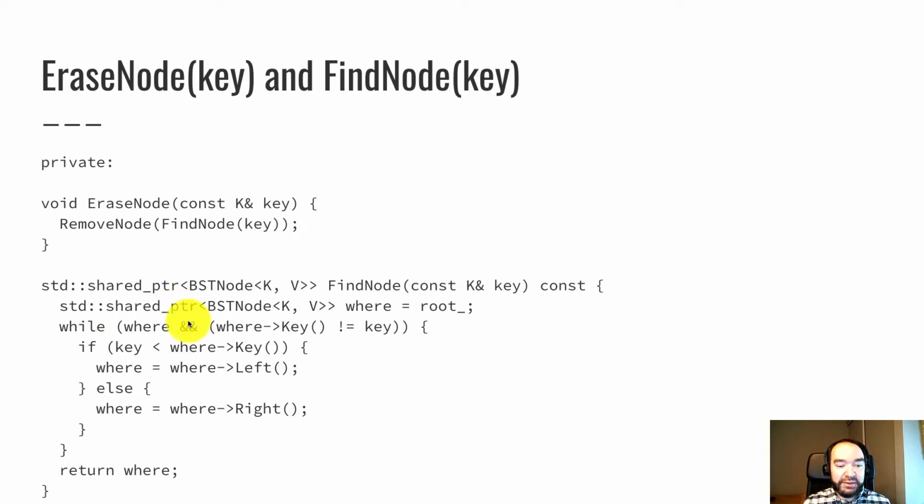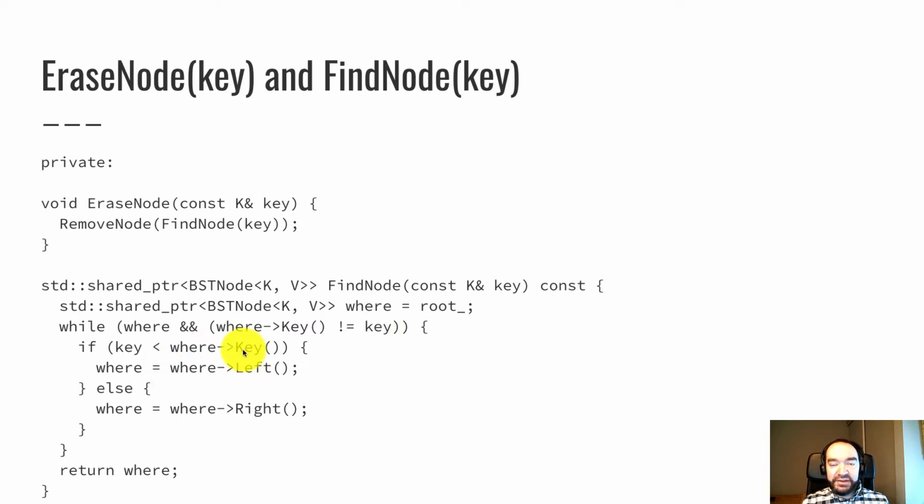So as long as we need to keep searching, meaning as long as where is non-null and where's key is not equal to key, we continue the search and go down a level. If the key we're looking for is less than where's key, where becomes where's left. That's go down and to the left. Otherwise, where becomes where's right, go down to the right. We know that key is not equal to where's key because if it were, the loop would have stopped. We wouldn't have gotten into the body of the loop.